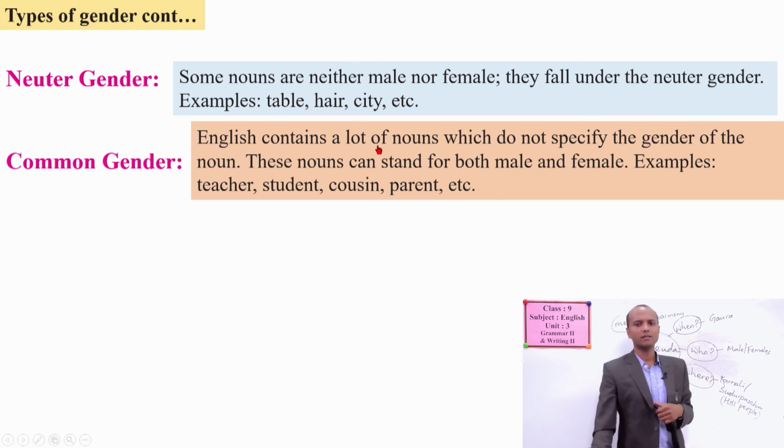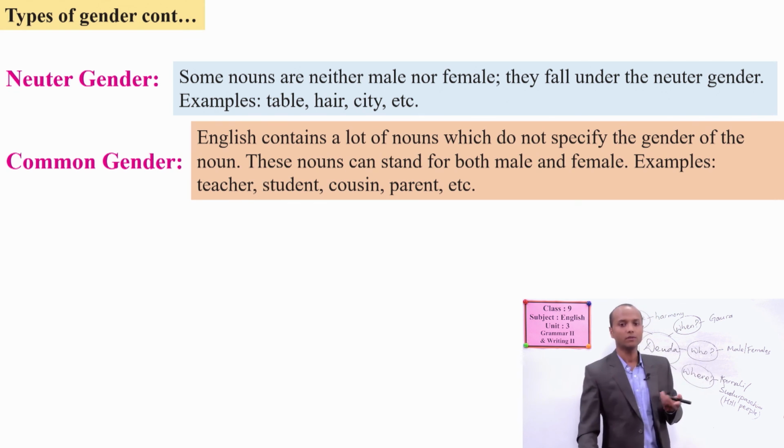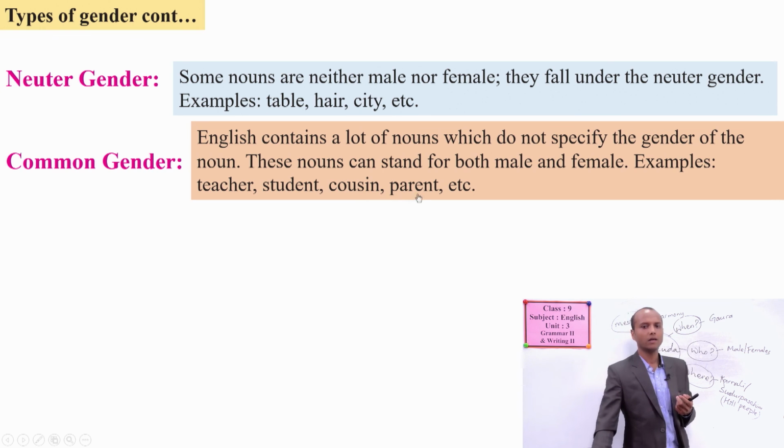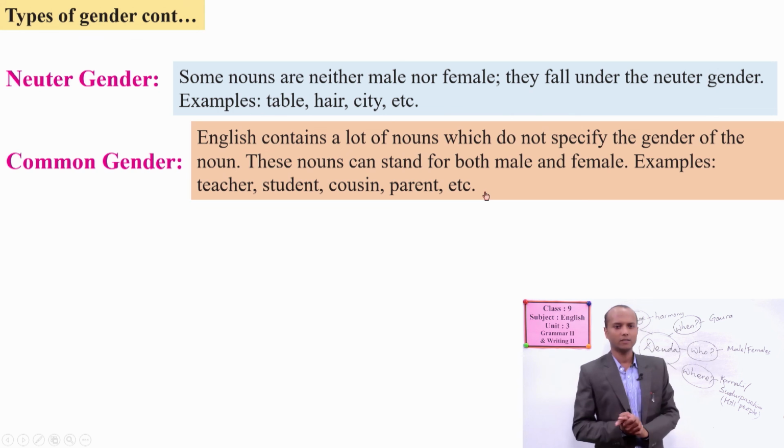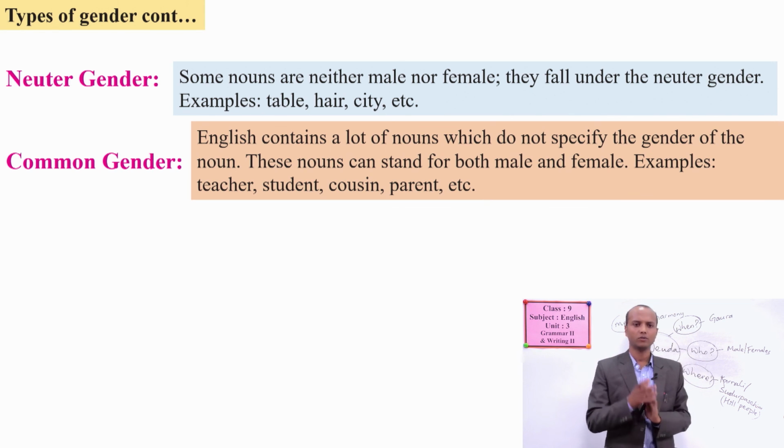So English contains a lot of nouns which do not specify the gender of the noun. These nouns can stand for both male and female. For example, teacher, male teacher, female teacher. Student, male, female both. Cousin, parent, etc. Dear students, I hope that you have got ideas about gender as well.